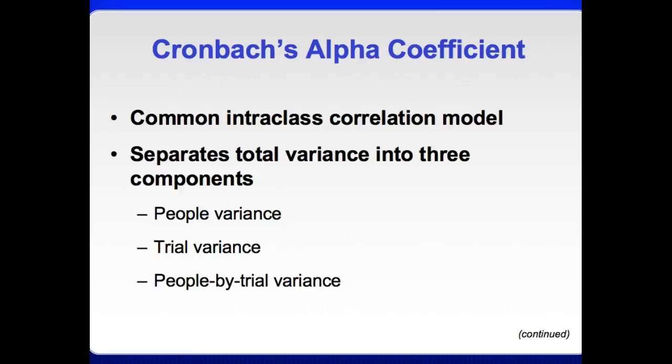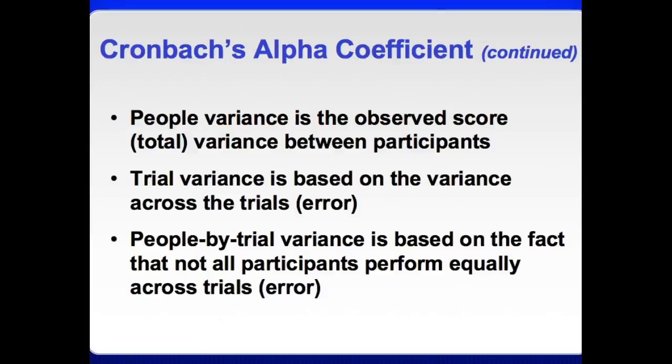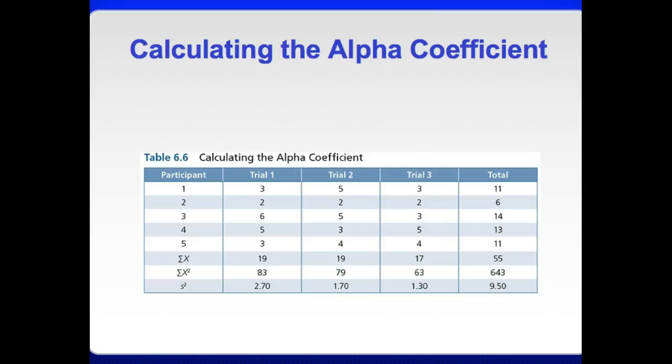Cronbach's alpha coefficient. The common intraclass correlation model separates total variance into three components: people variance, trial variance, and people by trial variance. People variance is the observed score variance between participants. Trial variance is based on the variance across the trials, and people by trial variance is based on the fact that not all participants perform equally across trials. Here's calculating the alpha coefficient. You've got trial 1, 2, 3, and the total.